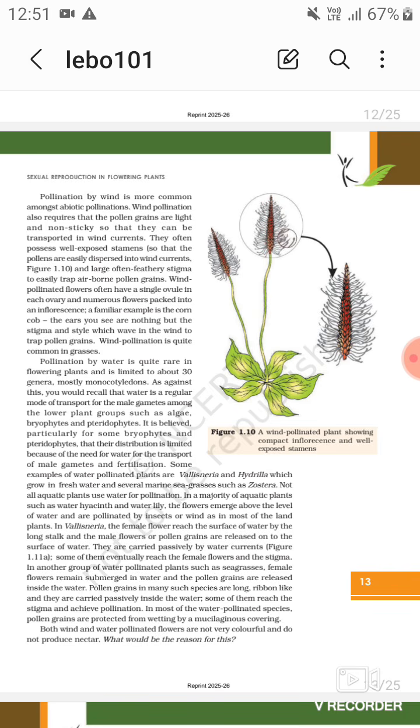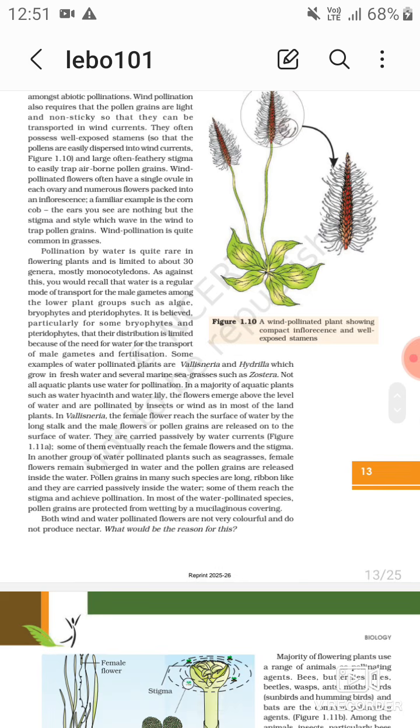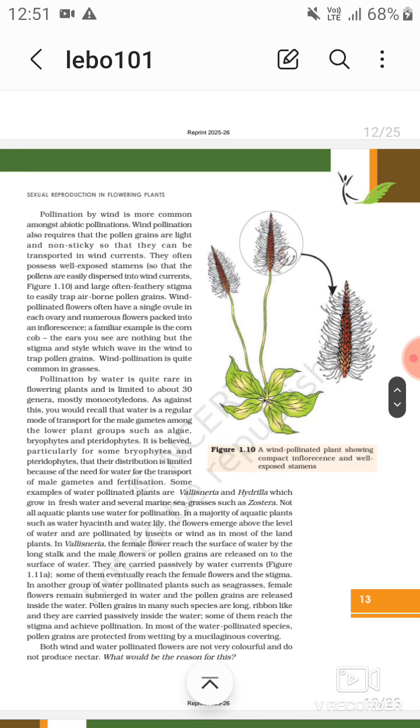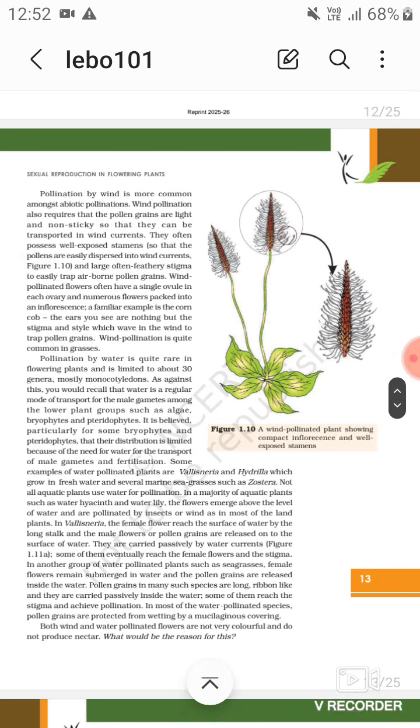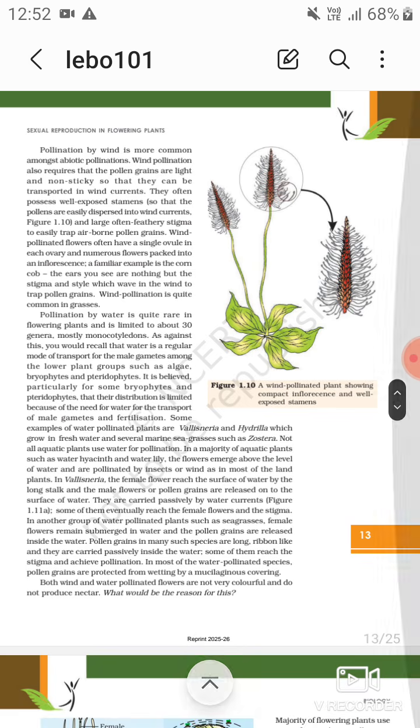Wind pollination is quite common in grasses. Water pollination is quite rare in flowering plants and is limited to about 30 genera, mostly monocots. Anyways, here is a wind pollinated plant showing compact inflorescence. See, this is the compact inflorescence and well exposed stamens, so that the pollen is easily dispersed into wind currents, and often they also have a large, often feathery stigma to easily trap these airborne pollen grains.